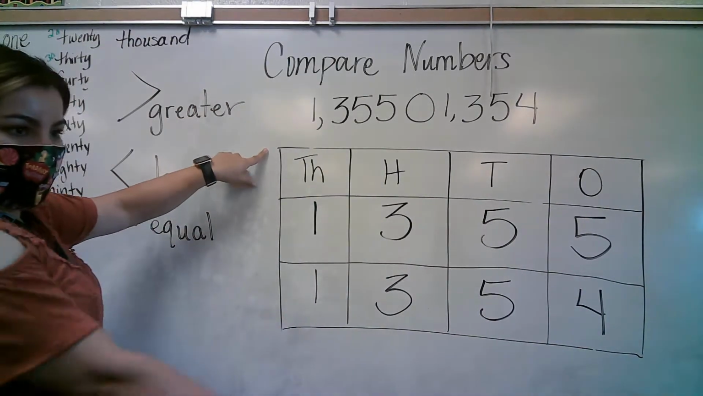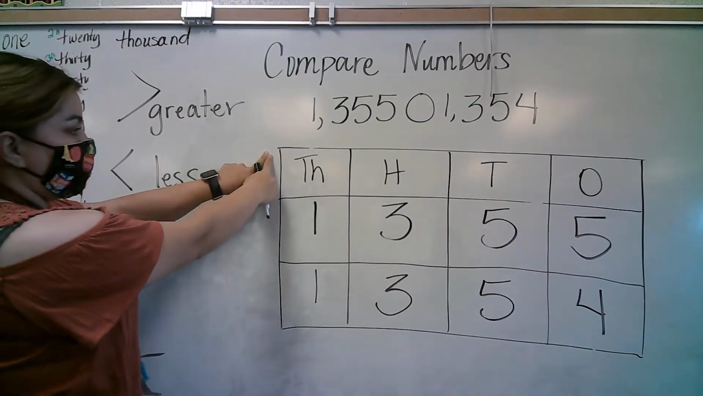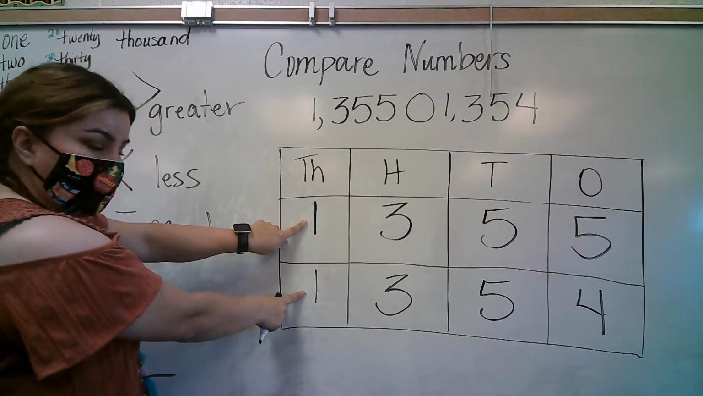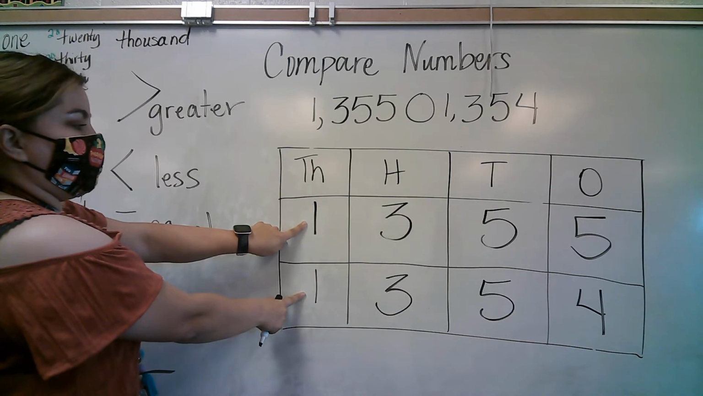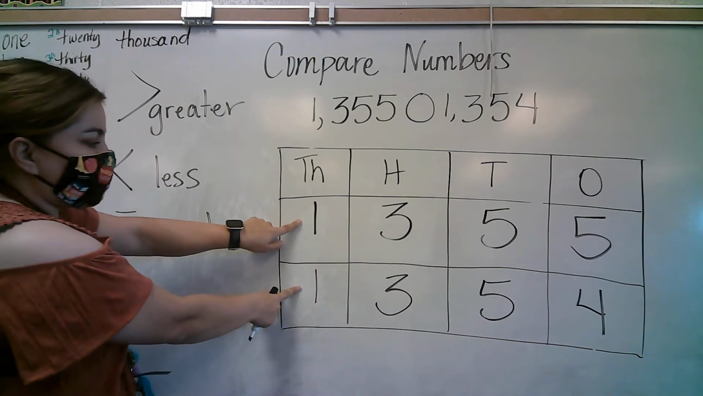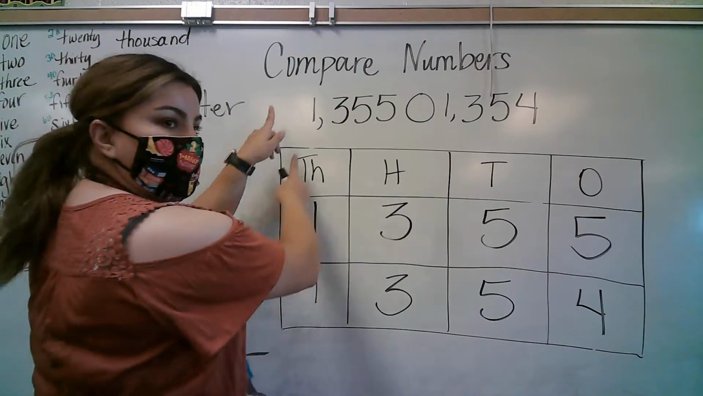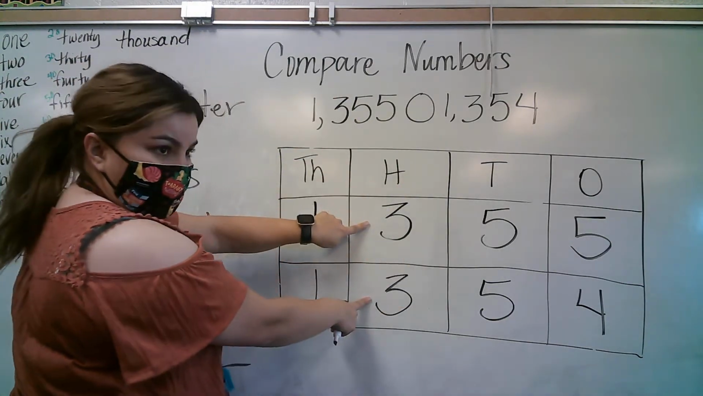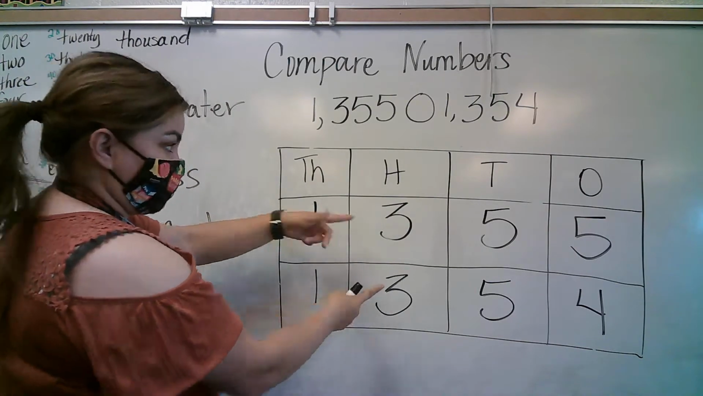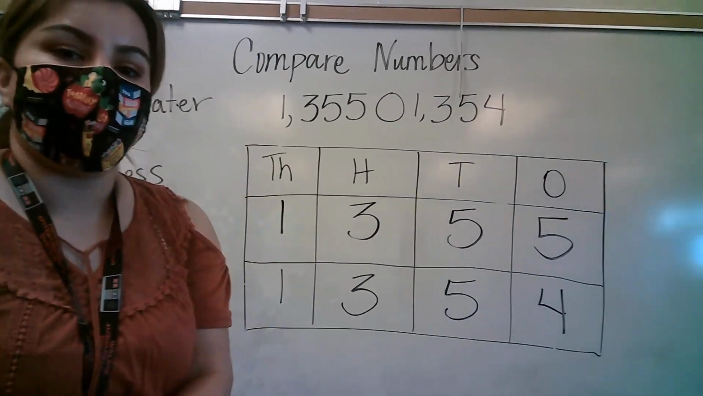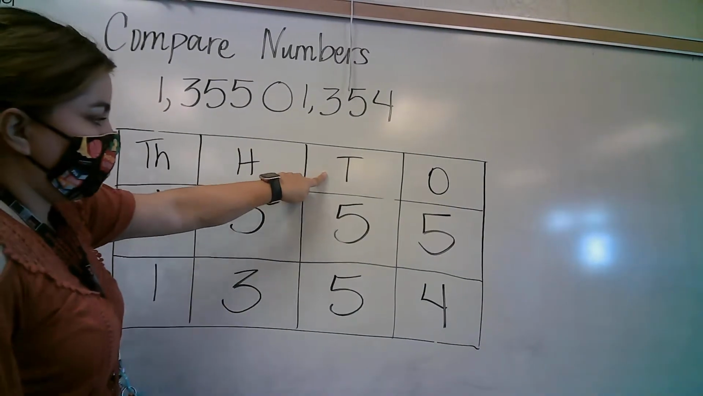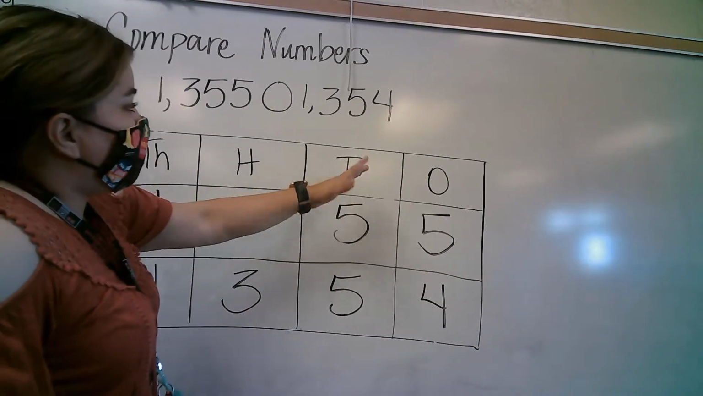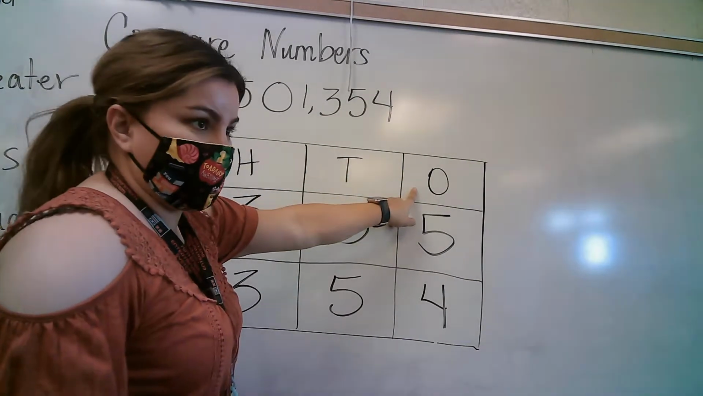So let's start on the number on the left, which is the thousands. I have a 1 and a 1. Are they equal? Yes. So they're the same. So I'm going to go to the next number, which is in the hundreds place. I have a 3 and a 3. Are they the same? Yes, they're equal. So now I'm going to go to the tens. I have a 5 and a 5. Are they equal? Yes. So far the number is equal, but let's go to the ones.